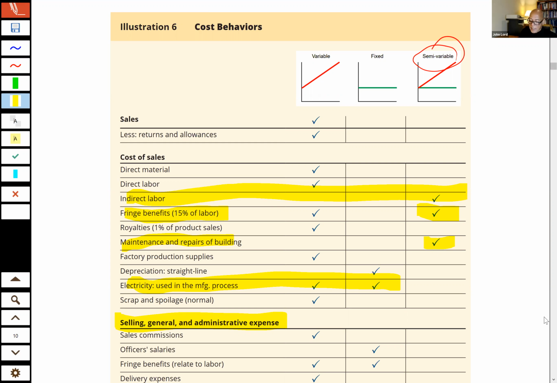Well, to me, if what they're saying is that indirect labor is semi-variable, then somebody please describe to me what a stepped cost is. And I know these terms are not synonymous. Got it. So I feel like they've kind of missed the mark on this a little bit.